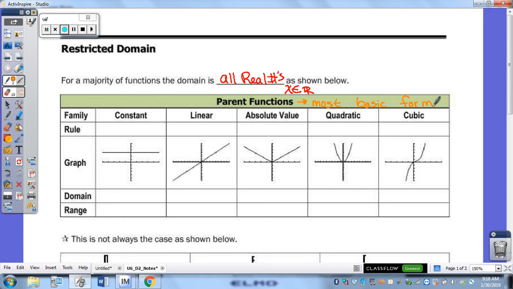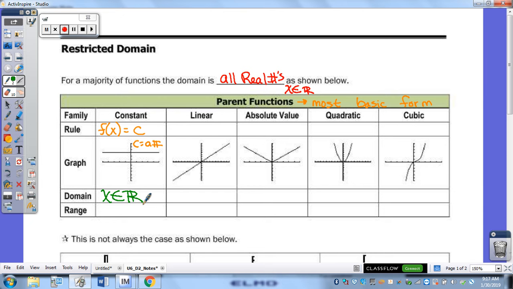So that's why they call them parent functions. So our kinds of functions we have are a constant. Our function rule for a constant is simply f(x) = c. c is just a number. So c equals a number. The number changes, but c equals a number. It's represented by a horizontal line on the graph. So that's our constant graph anytime you have a horizontal line there.